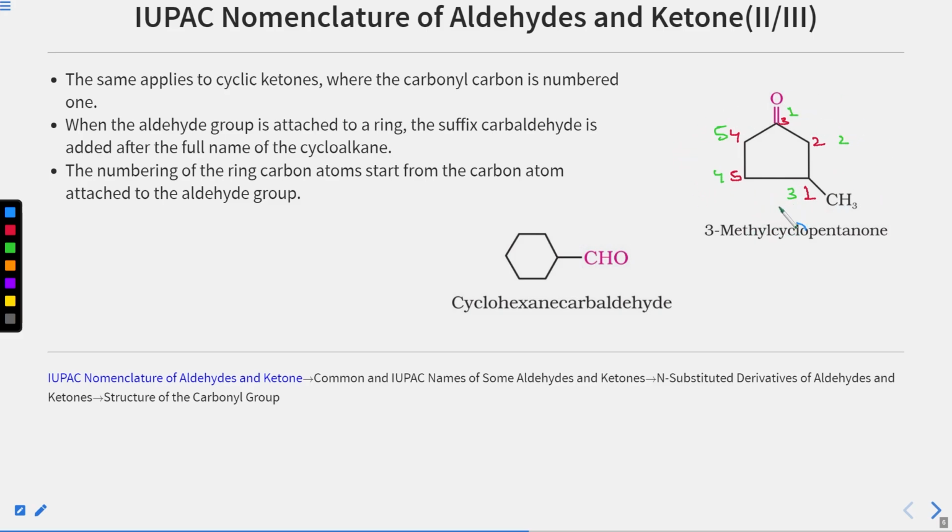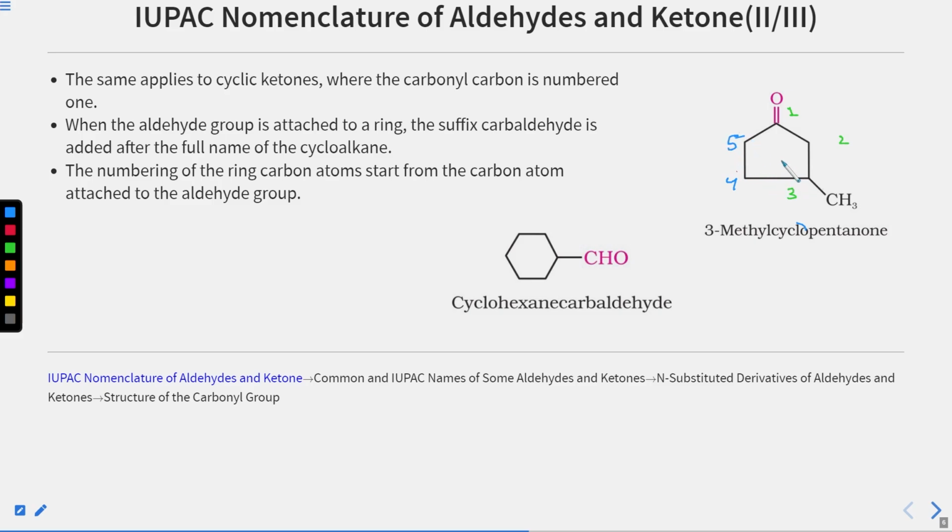Okay. Now which of these numberings will be preferred? You know very well that the aldehyde has a greater priority than your methyl group. Then you will start numbering it from this side, 1, 2, 3, 4, 5. In this way you will number it, giving the carbonyl group the priority. So it will look like this. Clear? 1, 2, 3, then you have 4, then 5. So we are done with the numbering.